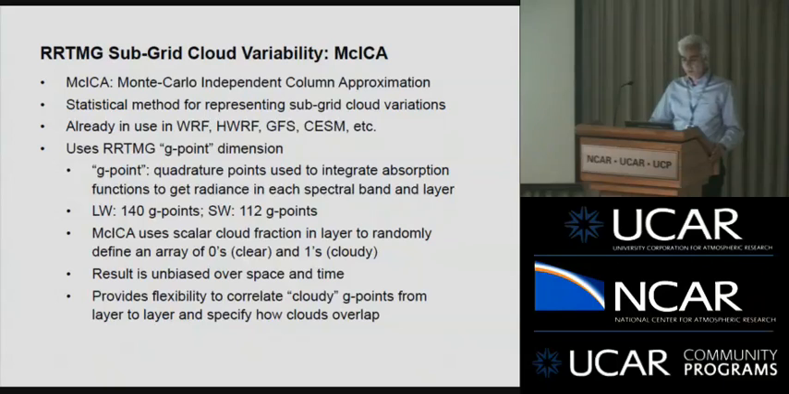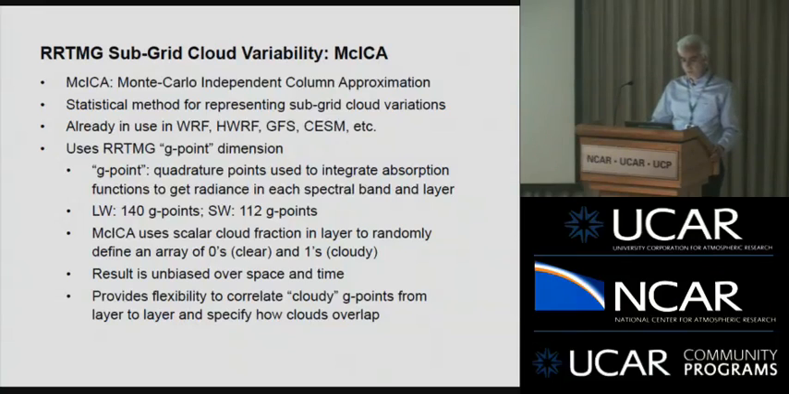So that might make you think that that wouldn't give you the right answer for a given calculation, because each g-point contributes differently to the final radiation. So randomly selecting some to be cloudy and some to be clear wouldn't necessarily give you the right answer. But remember, this is a statistical technique. So averaging over a larger sample, or in a GCM over space and time, has been proven to give you an unbiased answer and the right answer in the long term.